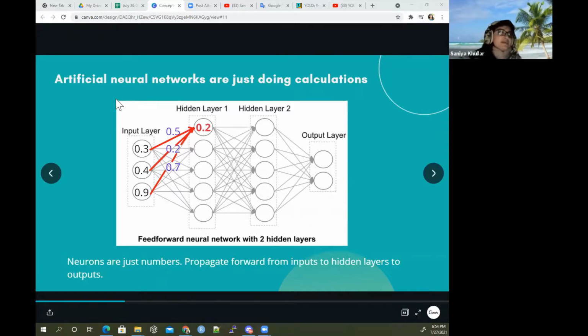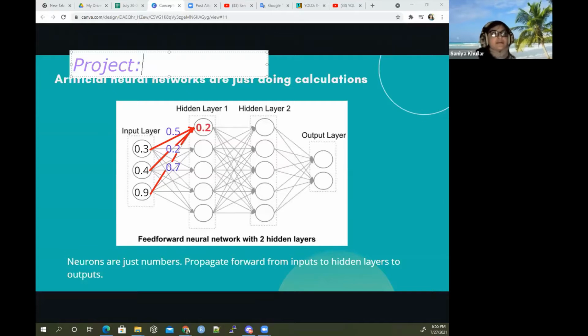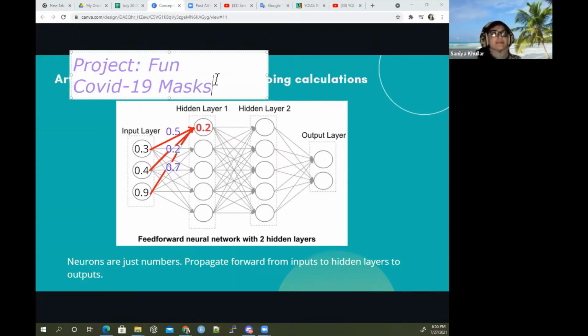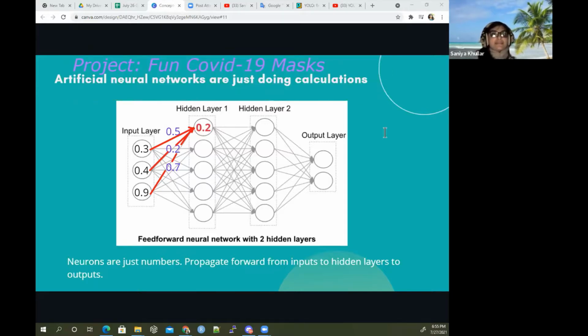So I'm going to give you guys an example right now. I think we might be going back to wearing masks, I'm not too sure. So this is a project: fun COVID-19 masks. Let's say we have this project, fun COVID-19 masks.